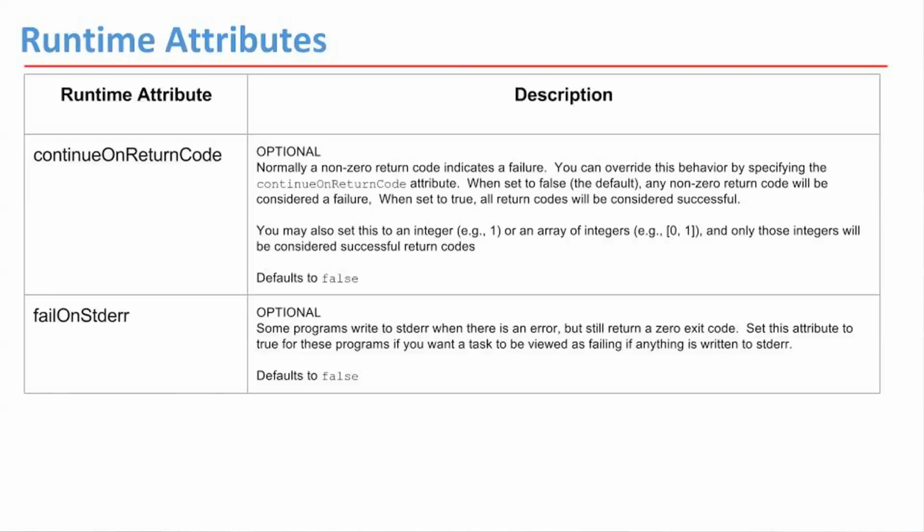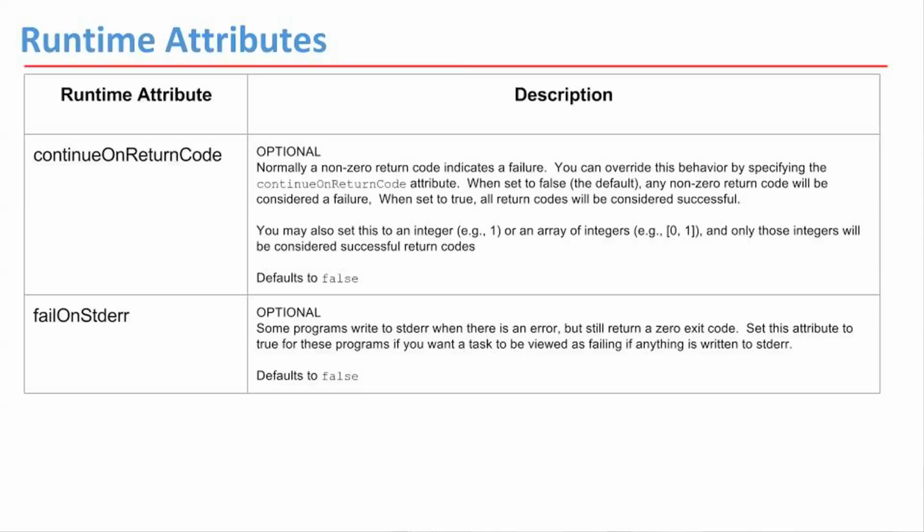One is continue on return code. By default, if the return code is non-zero, then the task is going to be marked as having failed. If you have a task that returns a non-zero return code, but it's still viewed as being successfully run, then you could go ahead and set this to true.